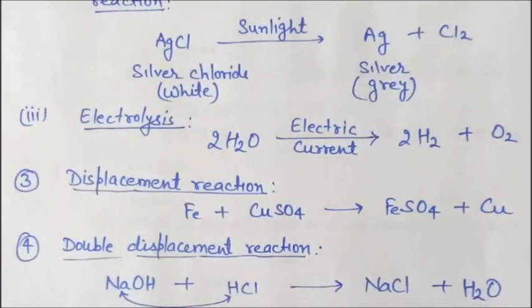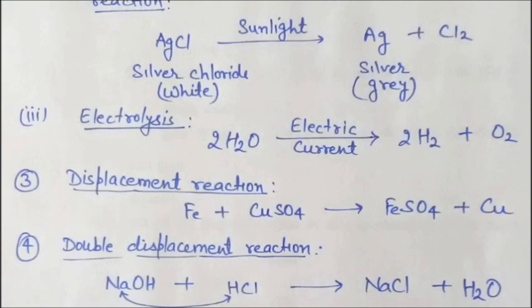The next type of reaction is displacement reaction. When a more reactive element displaces a less reactive element from its salt solution, it is called displacement reaction. You can see here Fe, which is iron metal. It displaces copper from copper sulfate salt solution. So Fe displaces copper. Fe adds itself to sulfate and forms ferrous sulfate, and copper is displaced. So this is called displacement reaction or single displacement reaction.